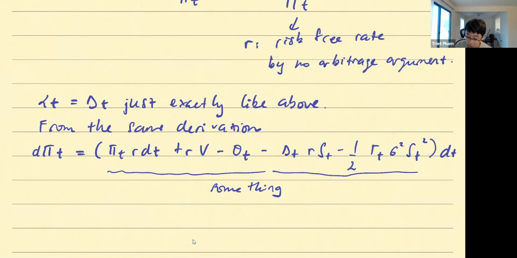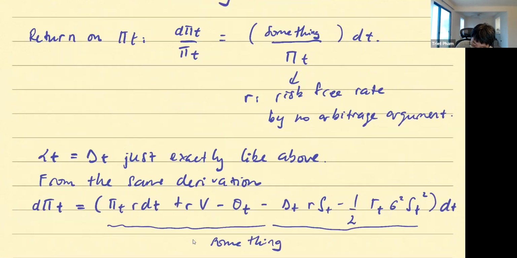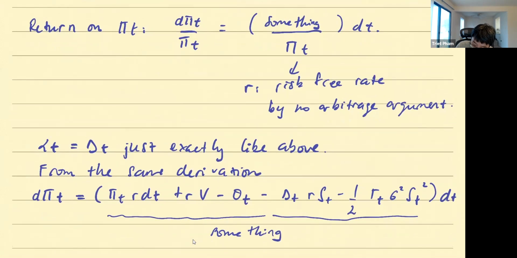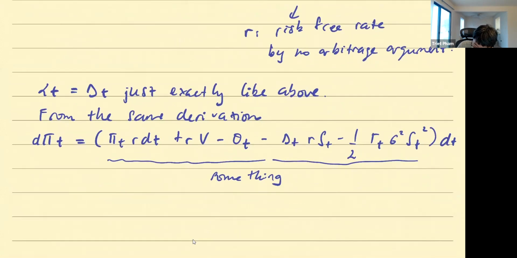So this has no dW_t component. So by what we said above, this something must be Π_t times r. Oh, sorry, why do I have dt in here? Just Π_t times r.